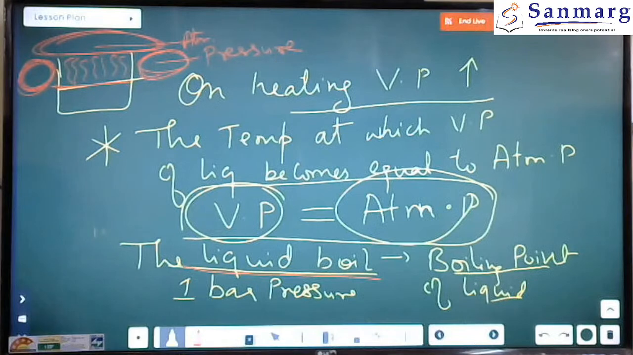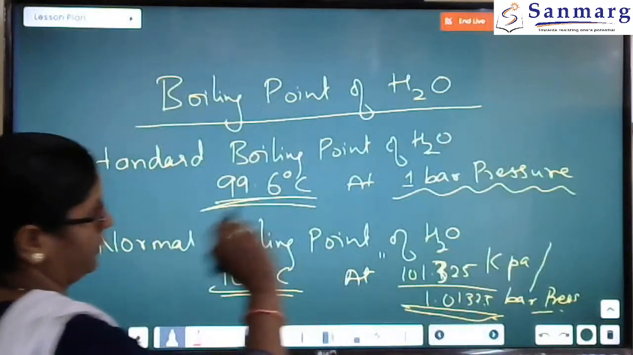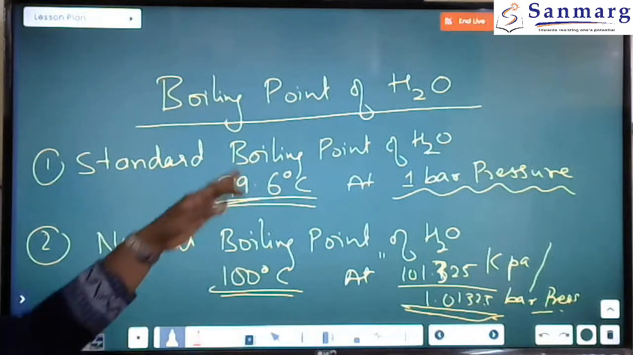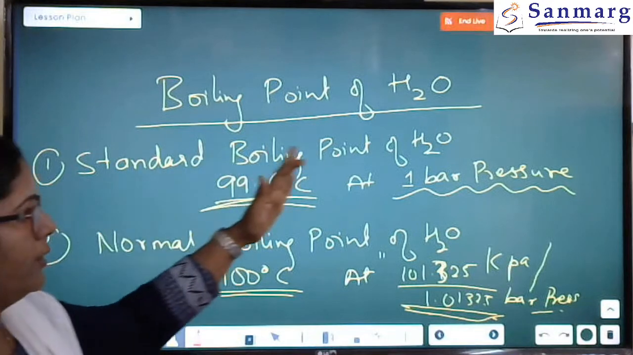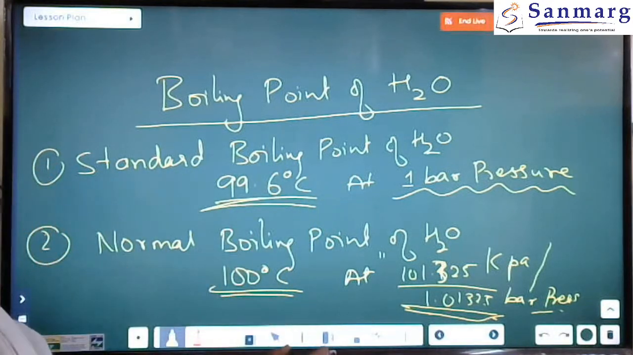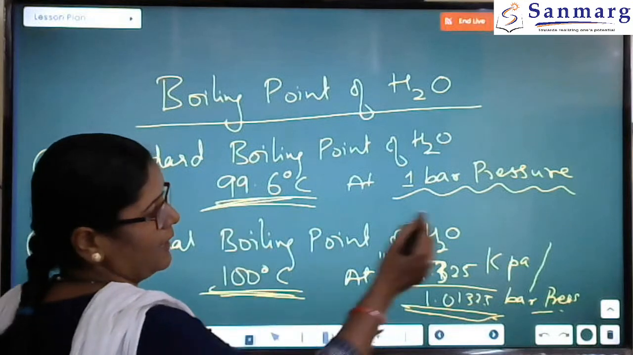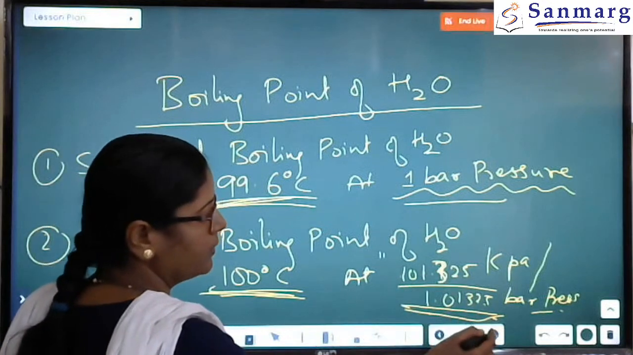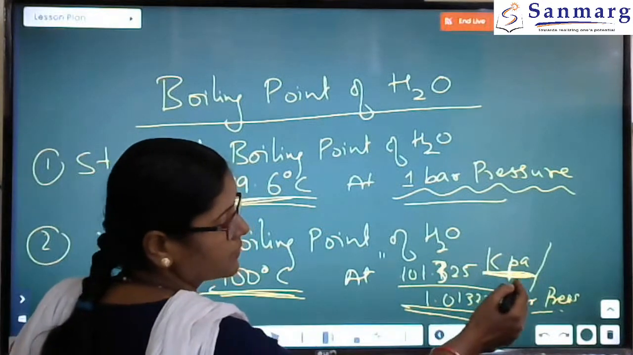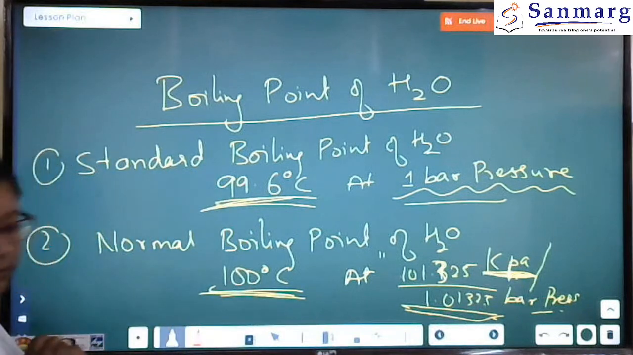Okay, and there are two types of boiling point of water: standard boiling point and normal boiling point. Standard boiling point is 99.6, normal boiling point is 100 degrees Celsius. At 1 bar pressure, at 101.325 kilopascal. Okay. If that is done, we'll move on to the next concept, surface tension.